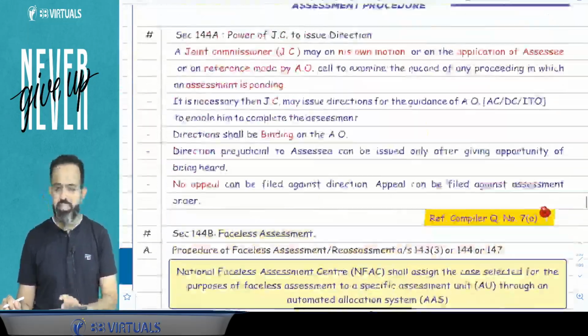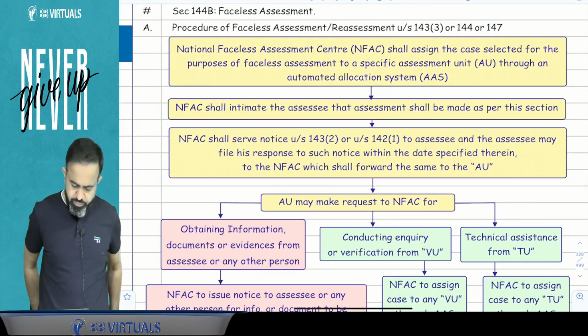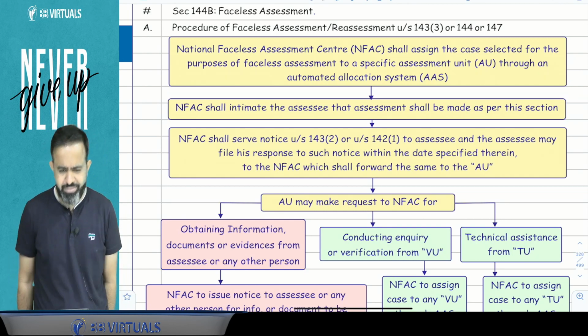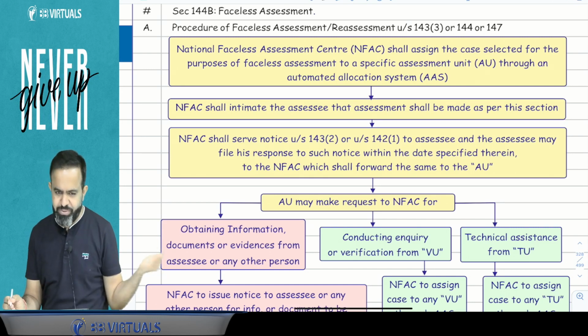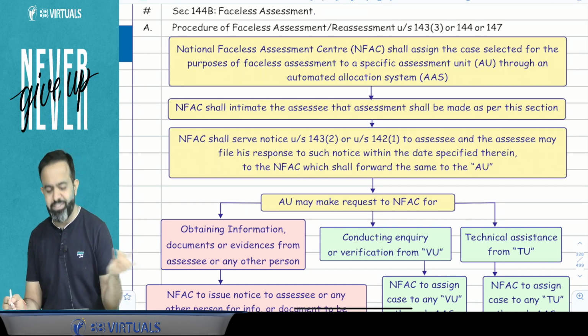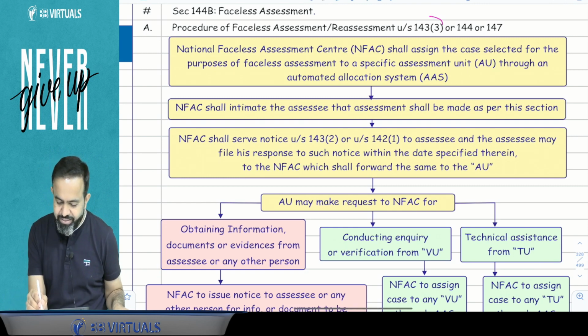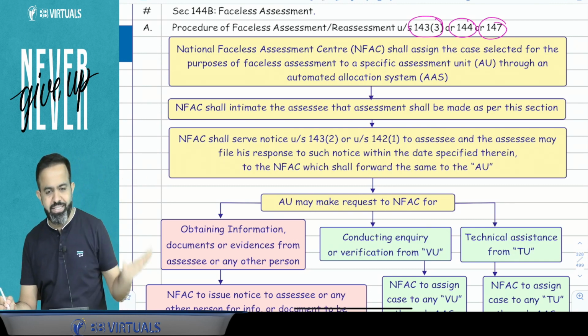So here now we will start with the procedure part. What is the procedure of the assessment? Here, guys, it is a very simple part. There is no need to take lots of pressure. Just try to understand and follow this process. It's very simple and you will say, oh sir, it's very easy. Procedure for faceless assessment or reassessment under sections 143(3), 144 and 147. So all three assessments, scrutiny, best judgment and income escaping assessment, will be done in this manner.